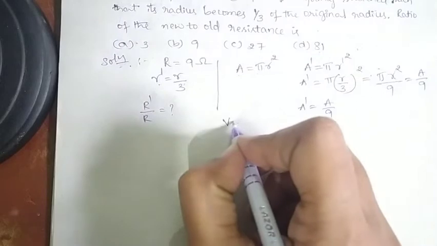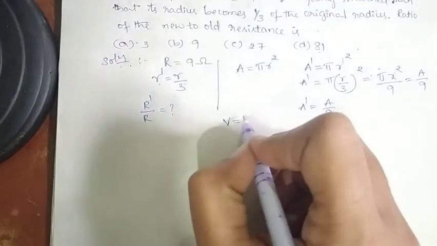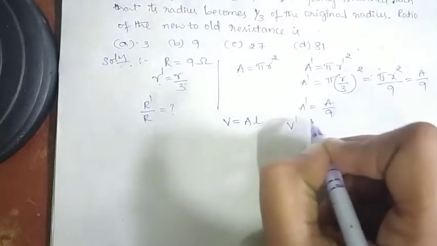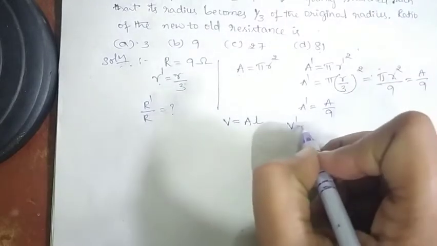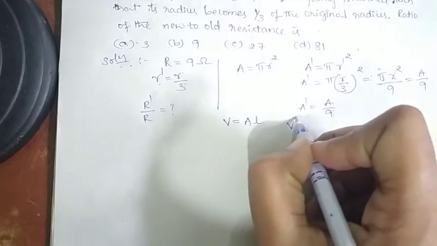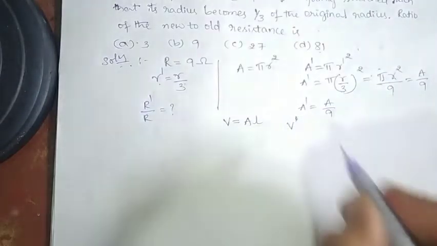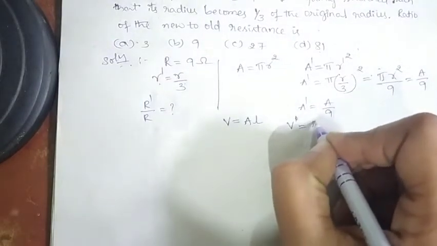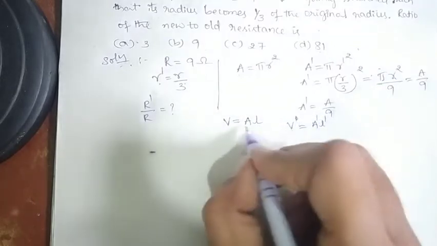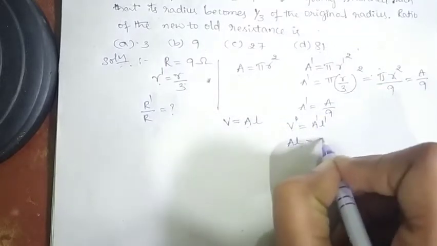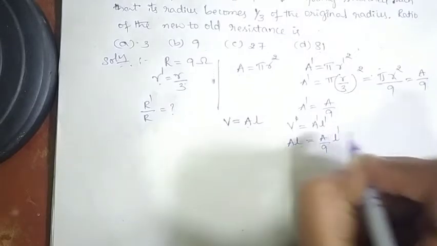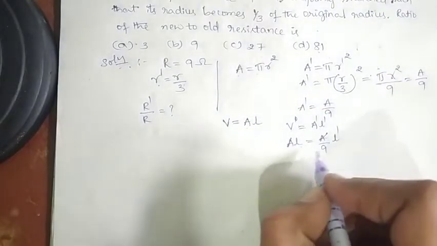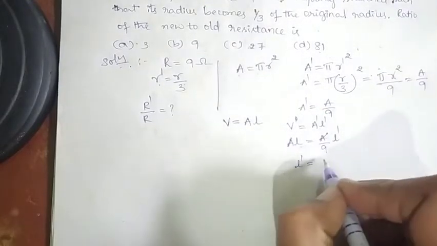Also, the volume of the first wire is equal to area times length. The volume of the wire will be the same. For the new volume, V equals A dash L dash. V should be equal to A into L, and A dash is A by 9 into L dash. A on the left-hand side and A on the right-hand side cancel. Therefore, L dash should be equal to 9L.